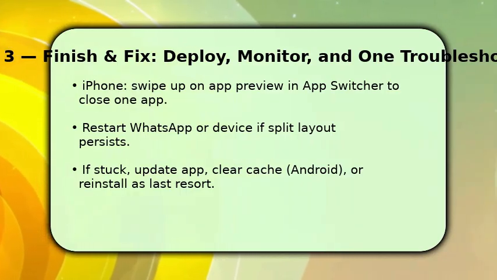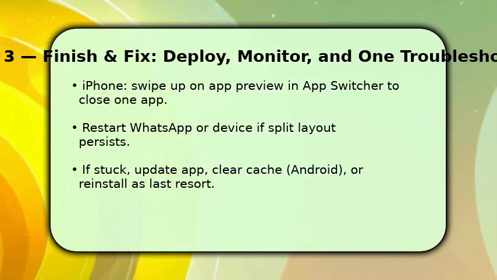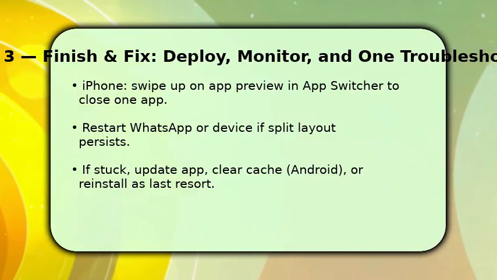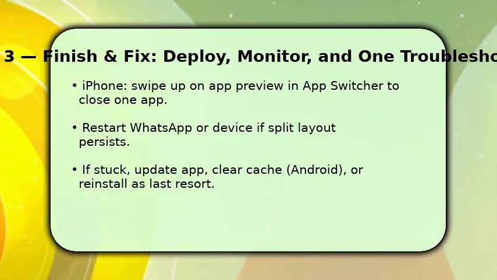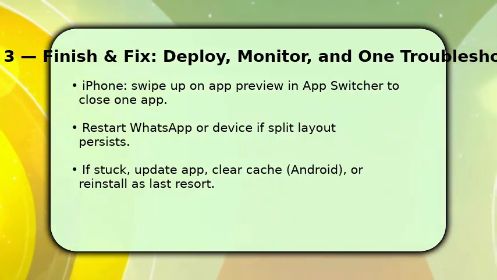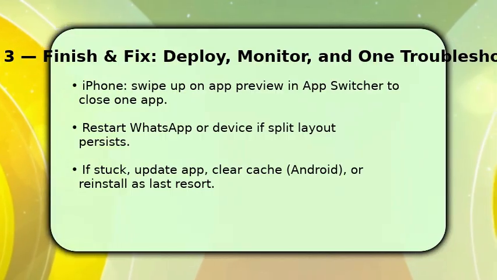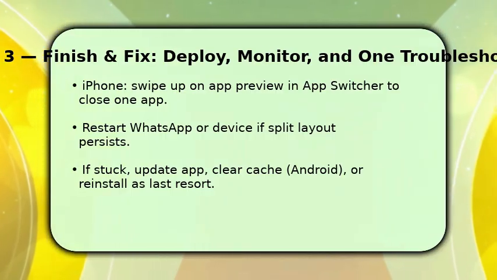This resolves UI glitches. As a final step, update or reinstall WhatsApp. Update first, reinstall only if needed. Troubleshooting tip: if nothing works, clear cache on Android or check for OS gestures.